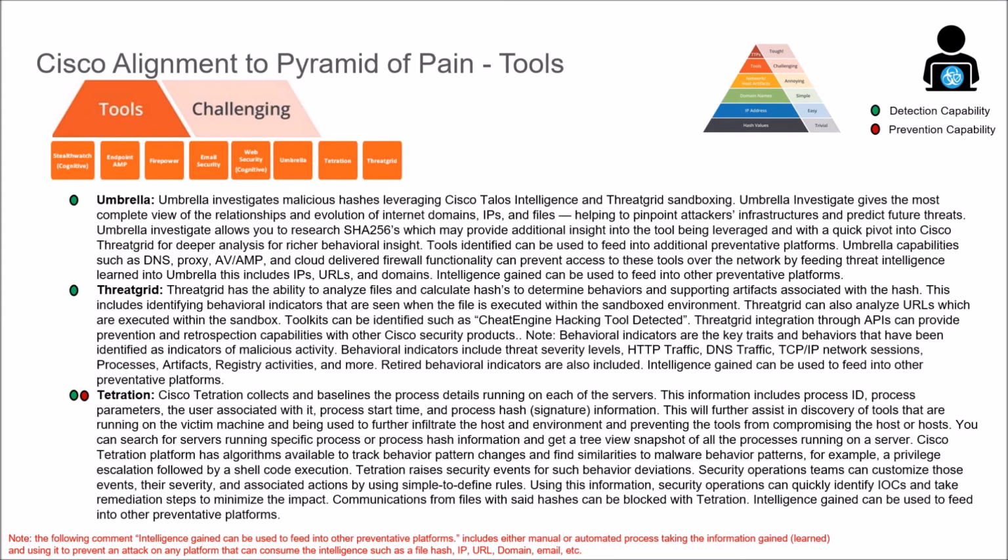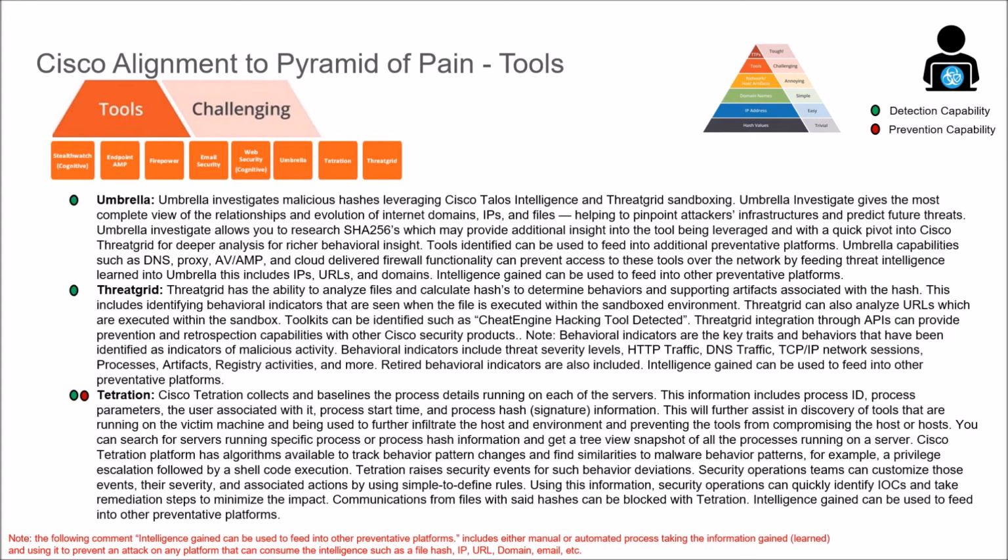Behavioral indicators are key traits of the behaviors that are identified as indicators, but obviously it's what the adversary wants to invoke on the victim itself, right? And the behaviors are typically malign, right? Meant to be malicious. So behavioral indicators also include severity levels, HTTP traffic, DNS traffic, TCP/IP network sessions, processes, artifacts, registry activities, and more. Intelligence gained here can be used elsewhere. This is, again, 100% preventative type capability here.